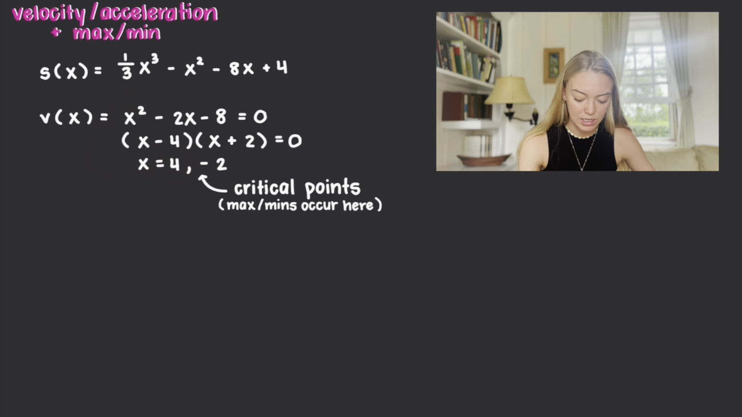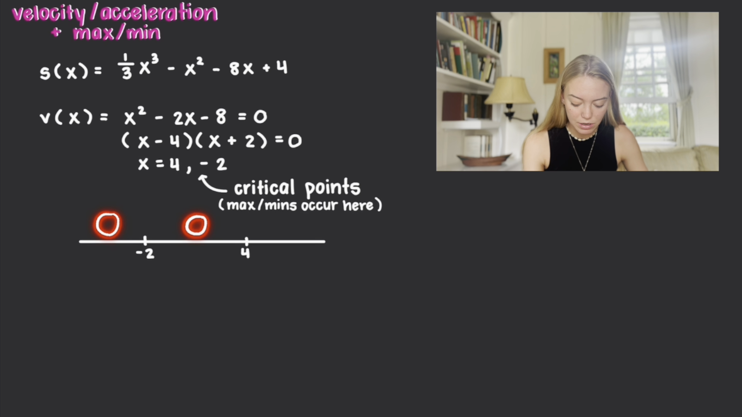Okay, let's keep going. So now that you have your critical points, your next step is to draw a number line and write down the critical points on this number line. Okay, cool. Next step is you're going to plug numbers on the left and right of negative 2 and 4, and you're going to plug them back into the velocity function to see whether it's positive or negative.